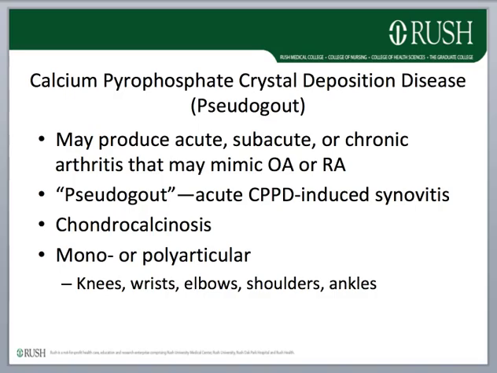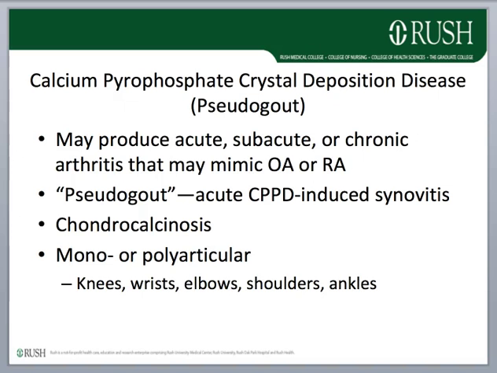The other crystal-induced arthritis is calcium pyrophosphate crystal deposition disease, also known as pseudogout. This may produce acute, subacute, or chronic arthritis that may mimic a variety of arthritides, including osteoarthritis or rheumatoid arthritis. Pseudogout more accurately describes acute attacks of CPPD-induced synovitis, which clinically resemble acute attacks of urate gout. However, the majority of individuals with CPPD never experience such episodes.